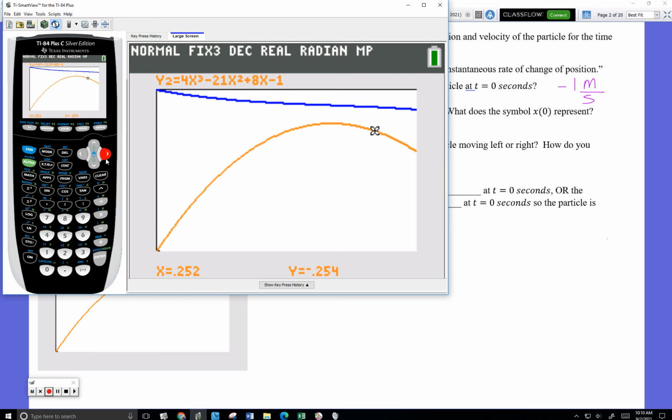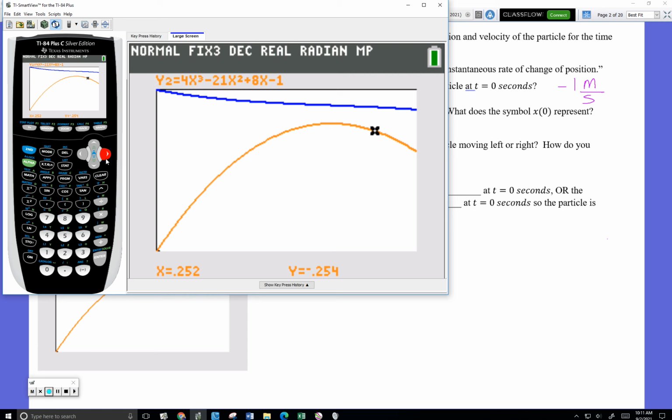Okay. Look up. It's a good question. Listen. Focus. Here's what messes people up. When they look at a graph, they think they are seeing the particle.